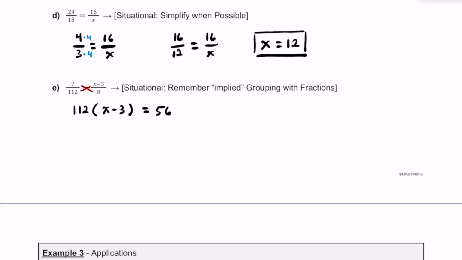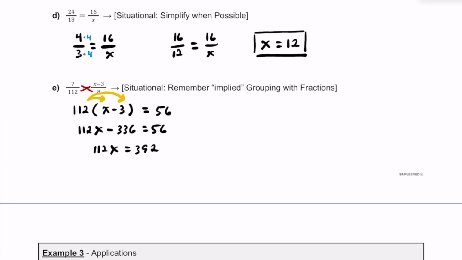You can do one of two things here. You could use a POE right away, or you can use a distributive property. I'm going to go ahead and use a distributive property because I think that's what more people would maybe do first here. So 112 times x is 112x. 112 times this negative 3 is negative 336, and that's going to be equal to 56. Now, if you use the addition property of equality and add 336 to both sides, 56 plus 336 is going to be 392. So I believe we can just say 112x is equal to 392.